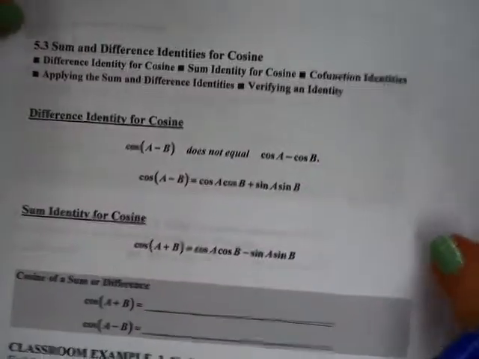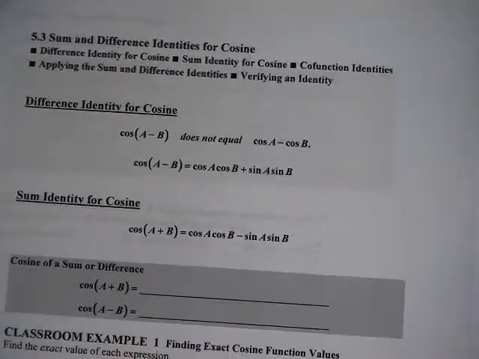Okay, for sections 5.3 and 5.4, which we're doing together, you're going to need your identity sheet and your exact value sheet. If you don't have your exact value sheet, you need to look on with somebody. I don't have any extras, or pull one out, because you'll need both of those for this.